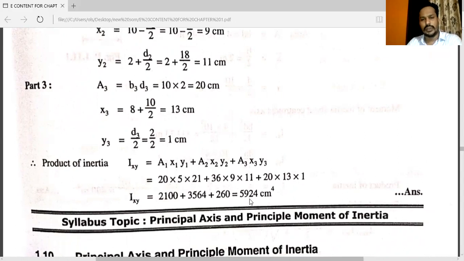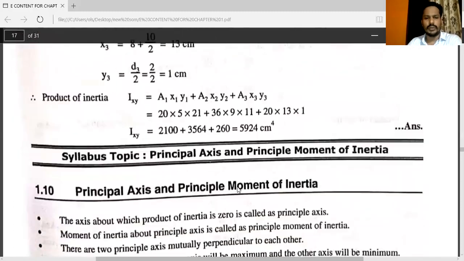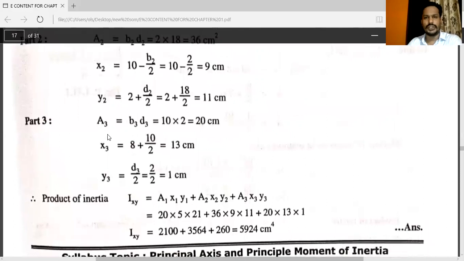See, the unit is also important. This is the product moment of inertia, and the unit is centimeter raised to 4, and the value is 5924. See, now I have completed the product moment of inertia.